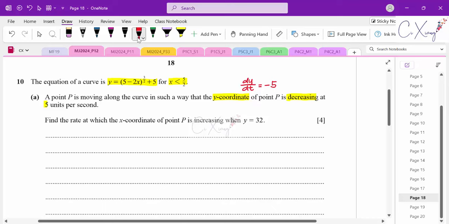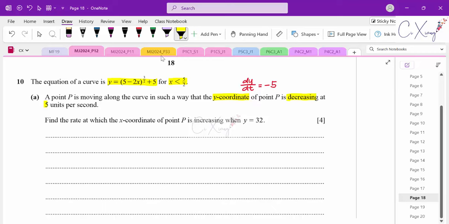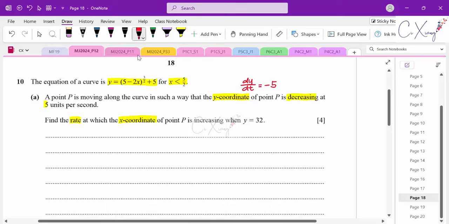Now they want to find the rate at which the x-coordinate of P is increasing when y equals 32. So again, the rate of the x-coordinate means they want us to find dx over dt. They already give us a hint that it should be a positive value, because it is increasing. Then y equals 32. So these are all the information that we have.